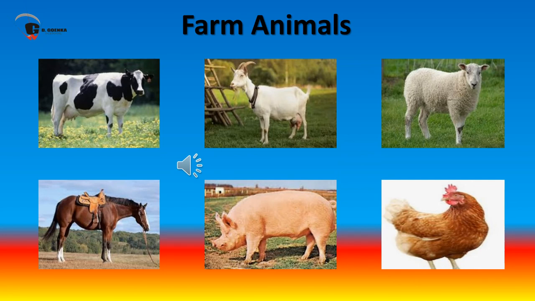So my dear kids, these are the 6 farm animals which we will do. So which are the animals? Cow, goat, sheep, hen, pig, horse. Once again, cow, goat, sheep, hen, pig, horse.